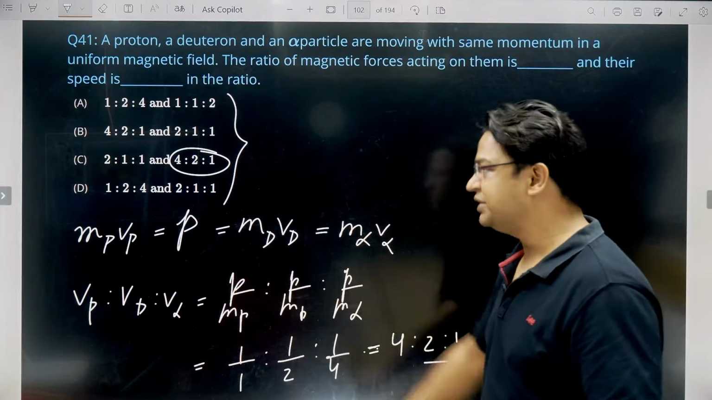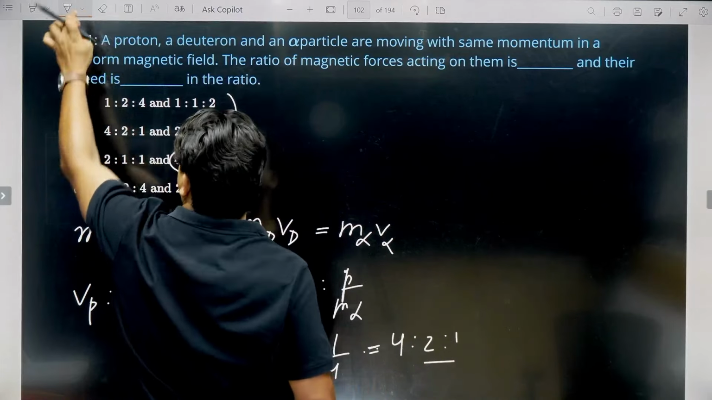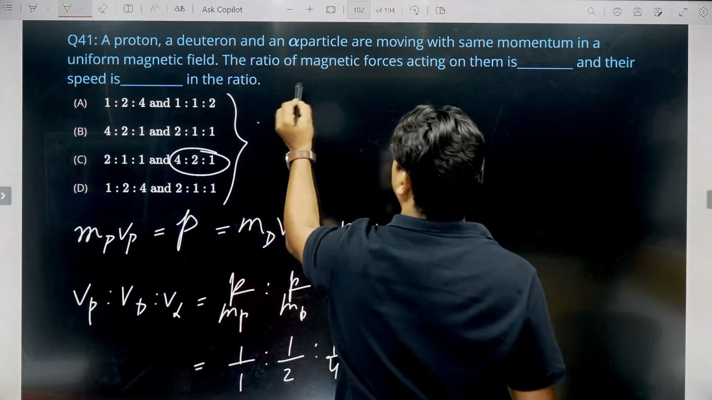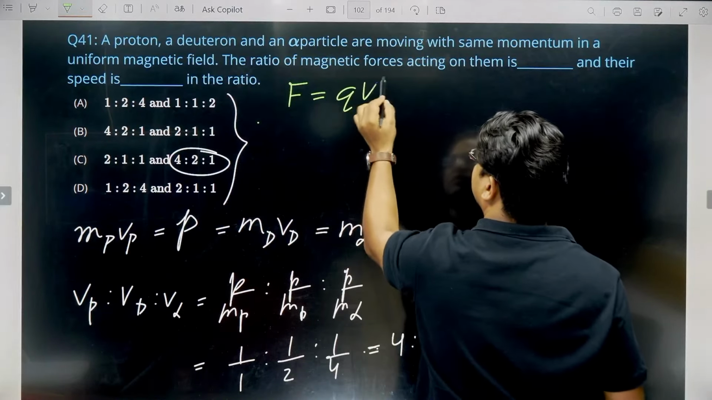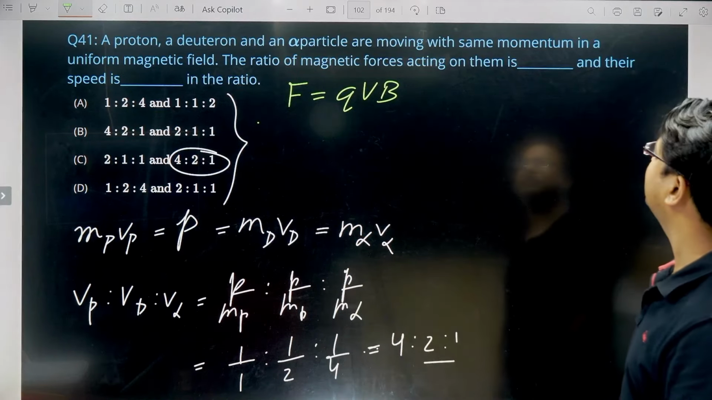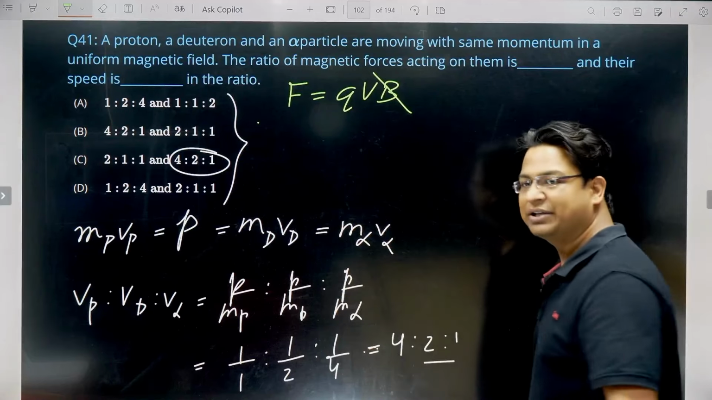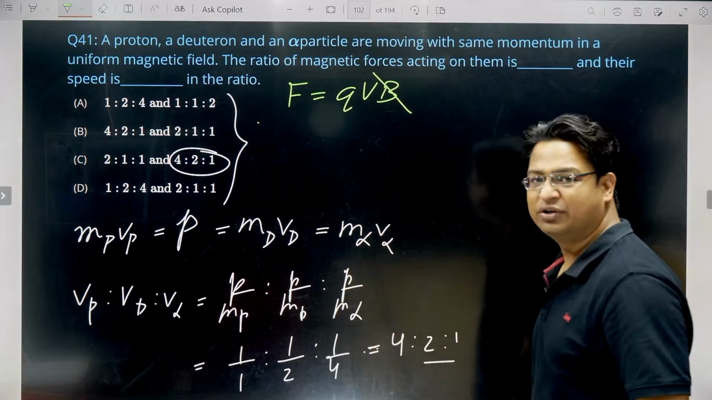Here, for the sake of complete solution, we will do that. So I will now find out the ratio of the force. How do we do that? Force on a charged particle is QVB. We can make use of the fact that they are moving in the same magnetic field, so while taking the ratio, this will not matter. And the ratio of V is already known to us.